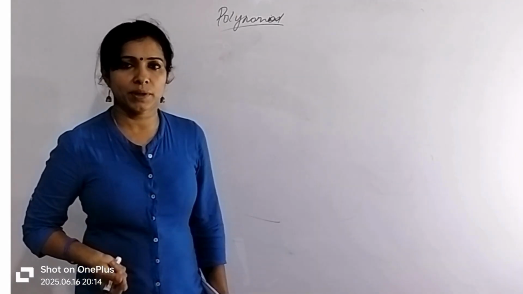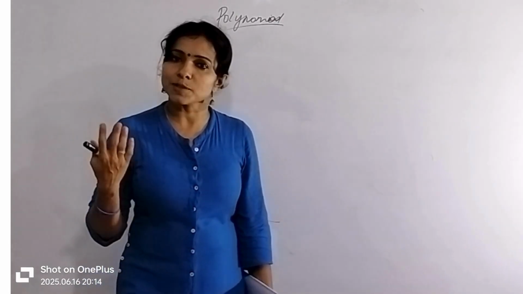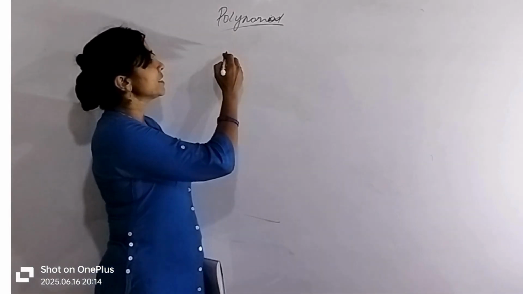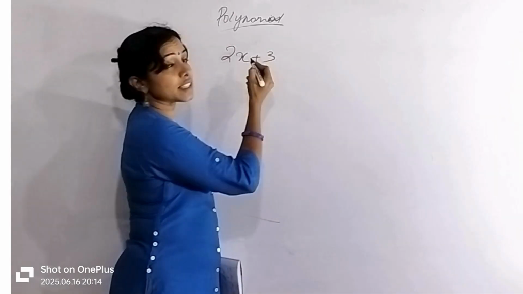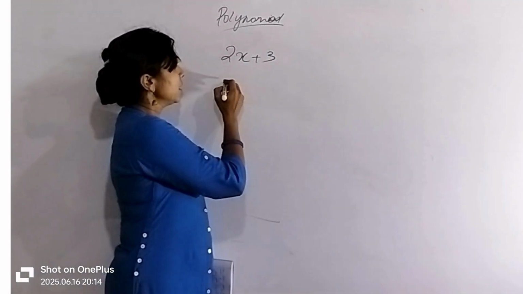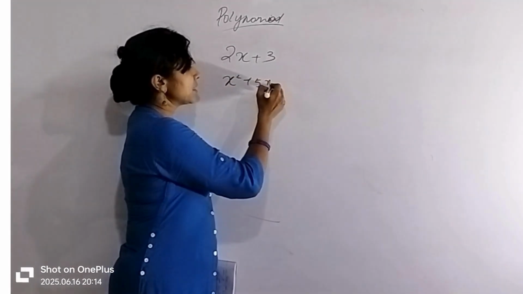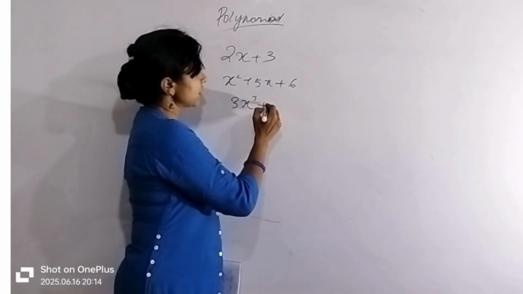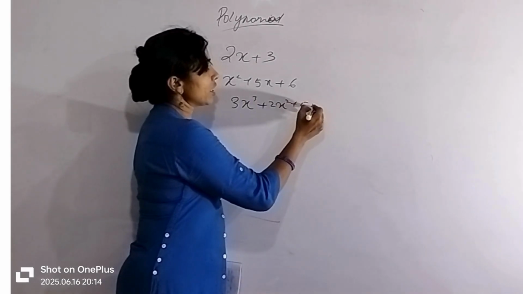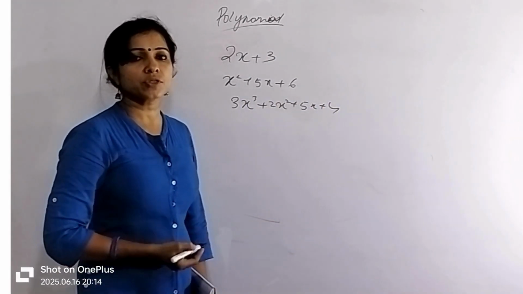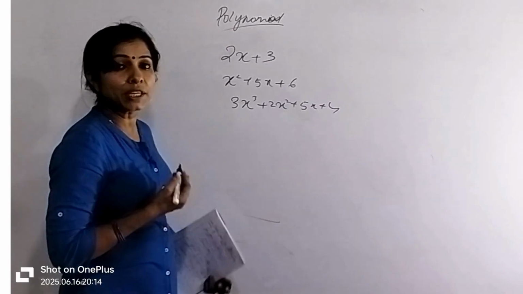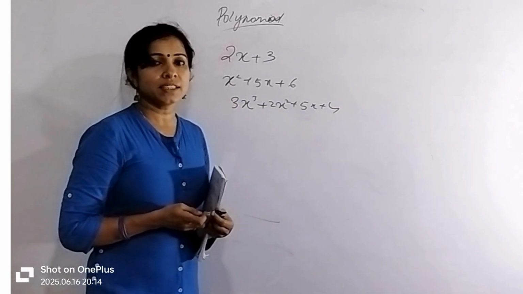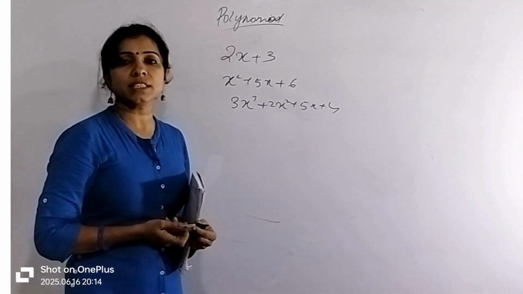What do you mean by a polynomial? A polynomial can be expressed as the sum of terms. So here 2x plus 3 is a polynomial. Then x square plus 5x plus 6, again it's a polynomial. Or 3x cube plus 2x square plus 5x plus 4 is a polynomial. So all these are polynomials, but different types of polynomials. Depending upon the degree, we can call it linear, quadratic, or cubic polynomial.